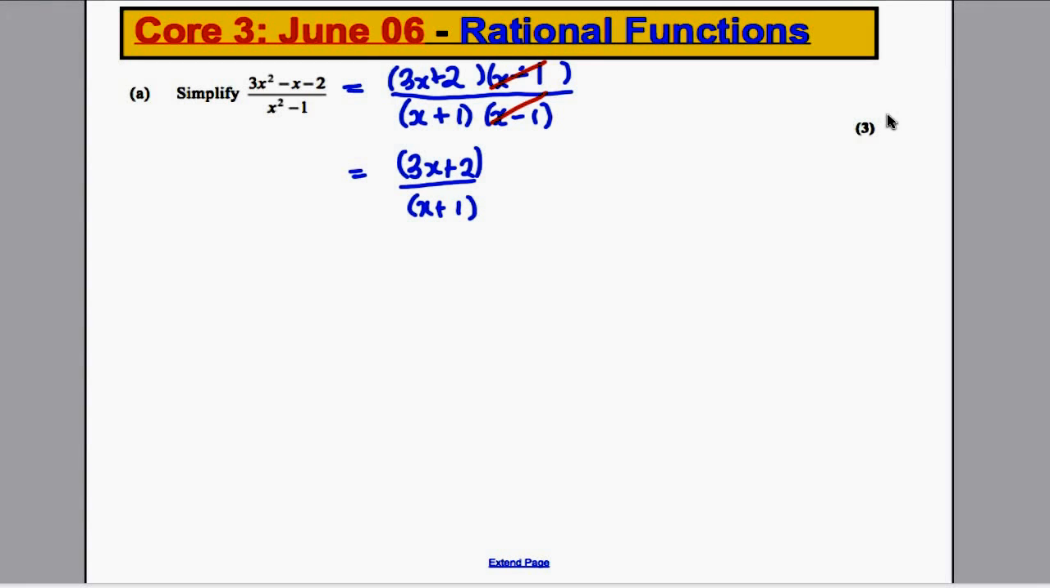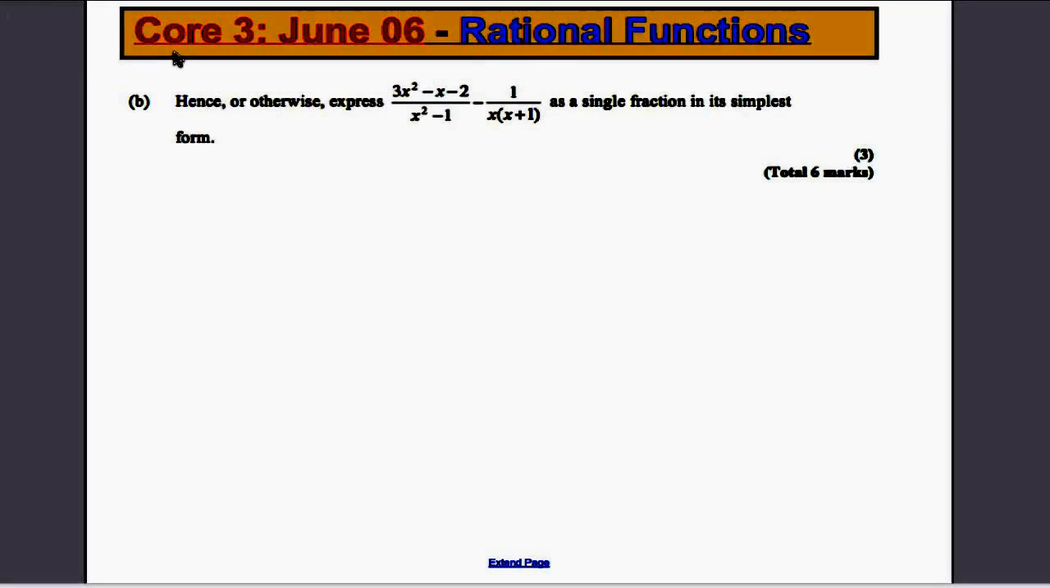Again, a very straightforward 3 marks. The next part then. Hence or otherwise, express this as a single fraction in its simplest form. Hence is probably the key word here. Hence always means use part A. What about this question is similar to part A?